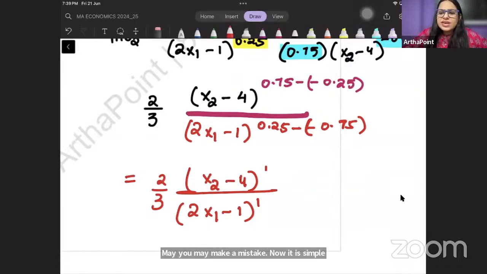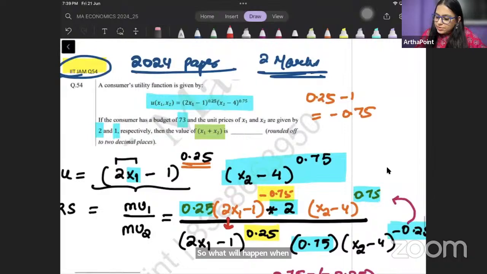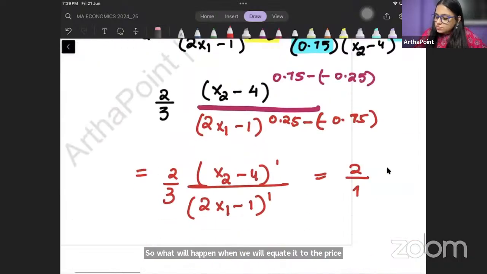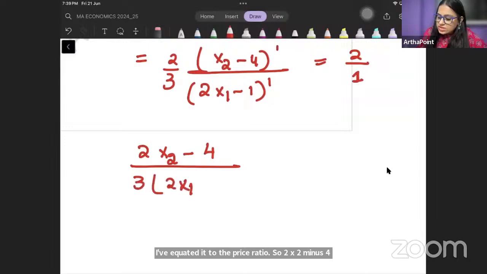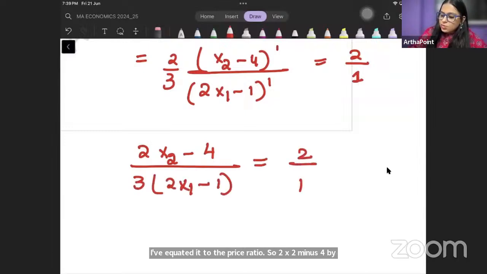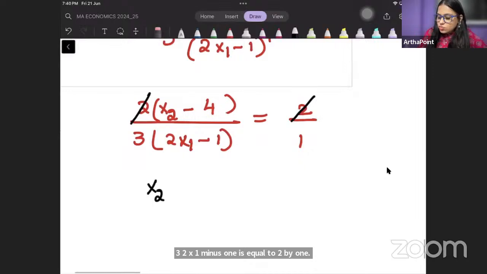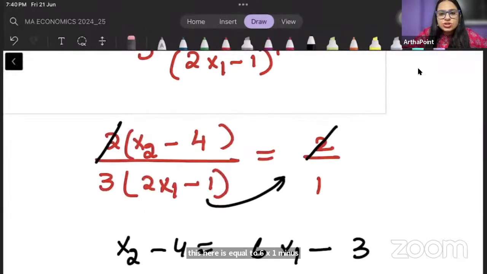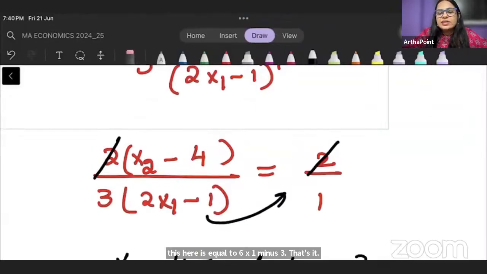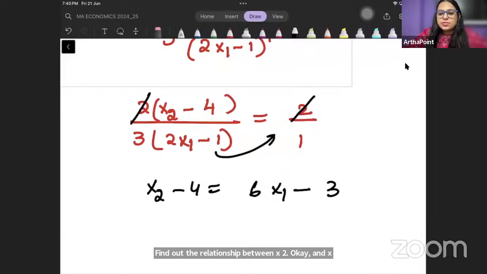Equate MRS to PX by PY. Price ratio के साथ just equate it. So what will happen when we will equate it to the price ratio? My price ratio is 2/1. I have equated it to the price ratio. So 2(x2 - 4) by 3(2x1 - 1) is equal to 2/1. Cancel this 2. So you will get x2 - 4 is equal to 6x1 - 3. That's it. Find out the relationship between x2 and x1 and put it in the budget line.